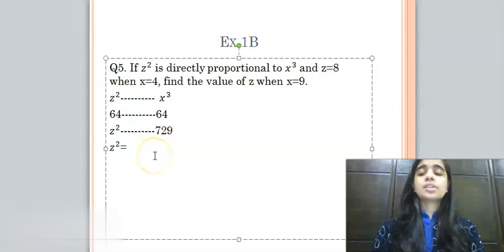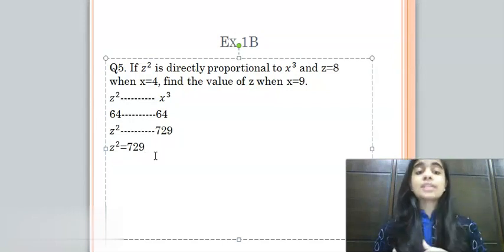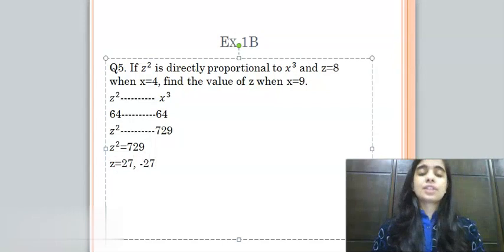So z square is equal to 729. Now in order to find the value of z, we will take the square root on both sides, and when we take the square root of 729, we get the answer 27. So remember one thing, it should be plus 27 and minus 27, both answers. So the value of z is 27 and negative 27. So we have done this question.